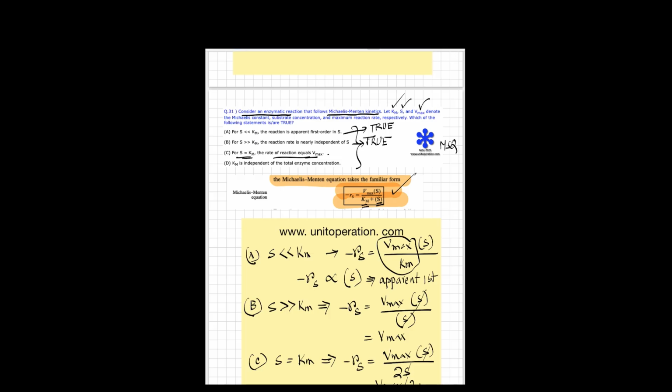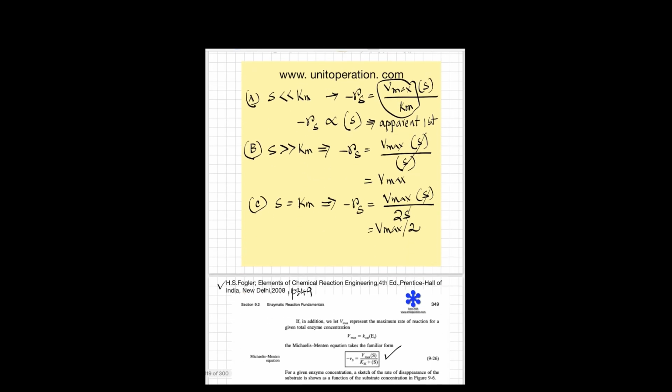So this is false. And of course option D, which says Km, the Michaelis constant, is independent of the total enzyme concentration, is also true. So in summary, options A, B, and D are true, and C is false.